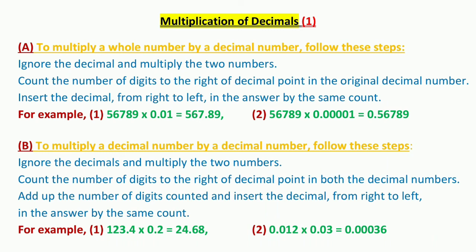Next topic is multiplication of decimals. First part, A. To multiply a whole number by a decimal number, follow these steps. Ignore the decimal and multiply the two numbers. Count the number of digits to the right of the decimal point in the original decimal number. Insert the decimal point from right to left in the answer by the same count.